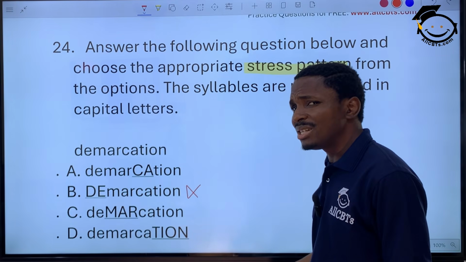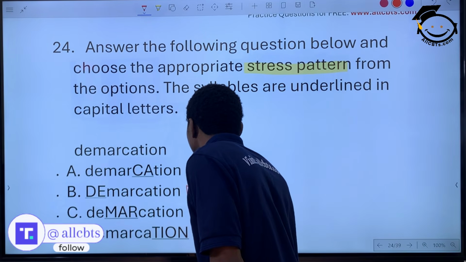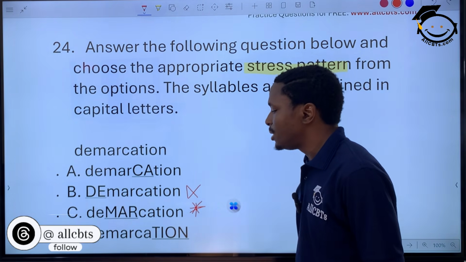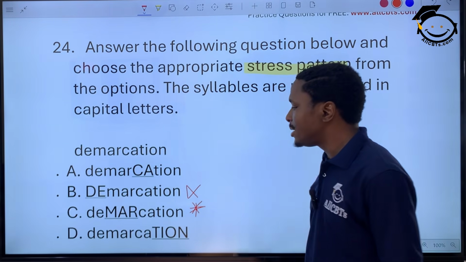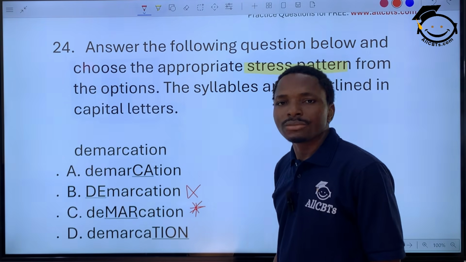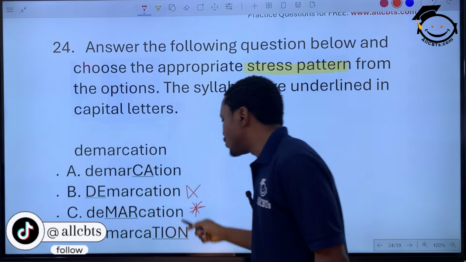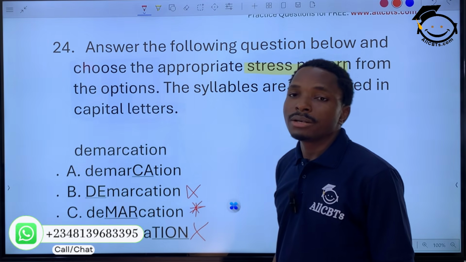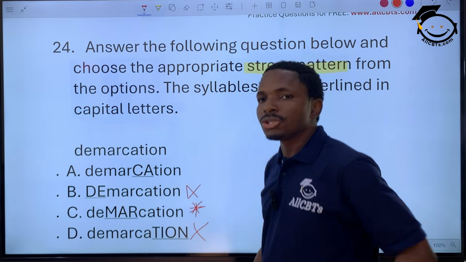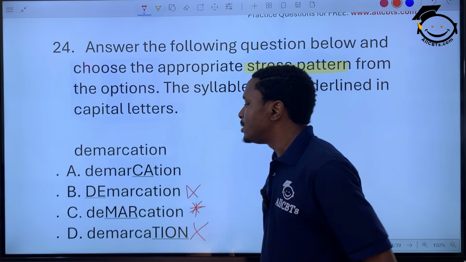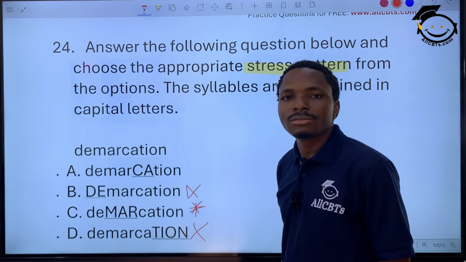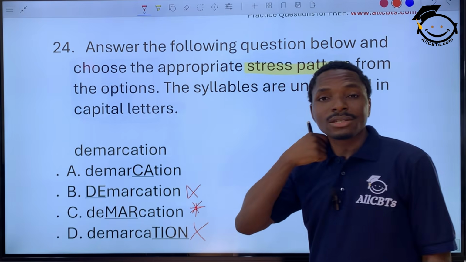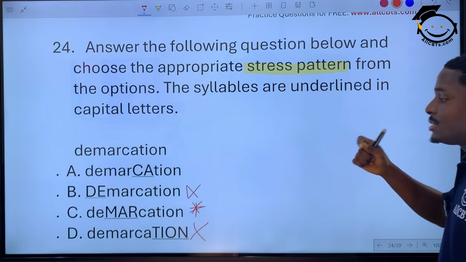Okay, so you can note this down. Then you have demarcation. No, it's wrong. So this is wrong. We are noting this. Then we are also noting this. So which of them has the stress in it? Which of these options has the stress?